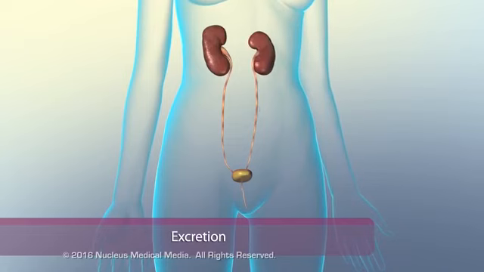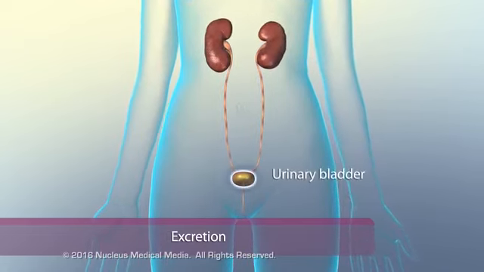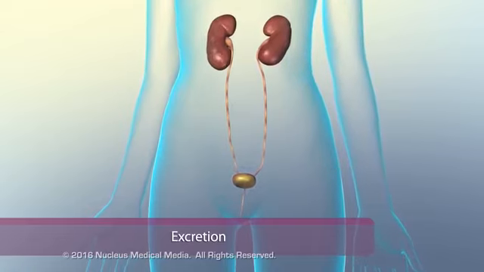Urine from the collecting ducts travels through the ureters, where it is collected and stored in the urinary bladder until elimination from the body.